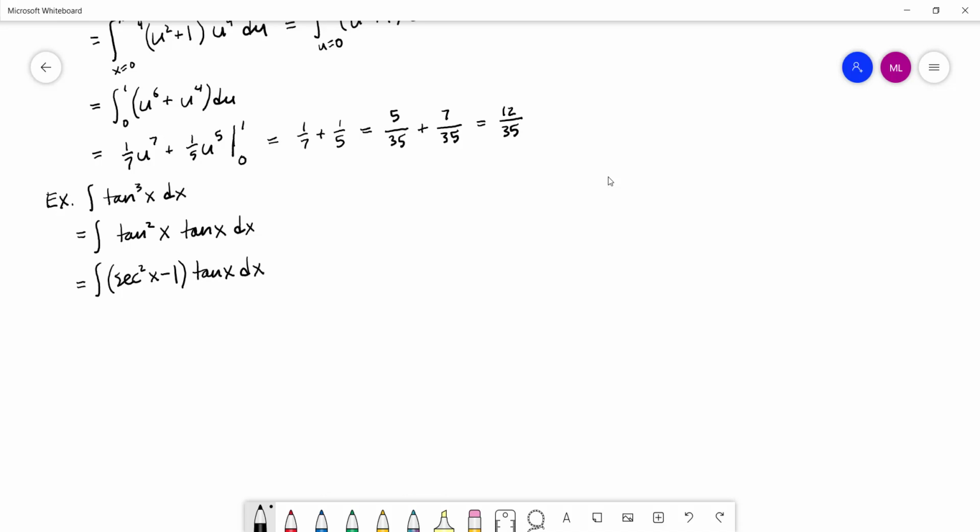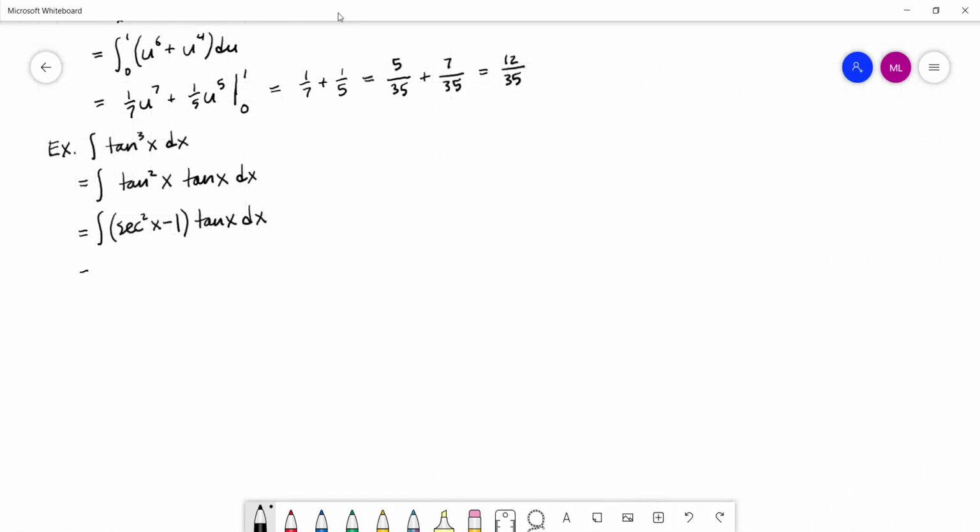Okay, so now I've got both tangent and secant. I'm going to distribute through, and it's going to give me 2 integrals. The first one is going to be secant squared of x tangent of x dx, and the other one is just minus the integral of tangent of x dx. So I've basically distributed the tangent through and split it up into 2 separate integrals. So the first one is going to be the secant squared times tangent, that's right here. The other one will be minus just the tangent by itself.